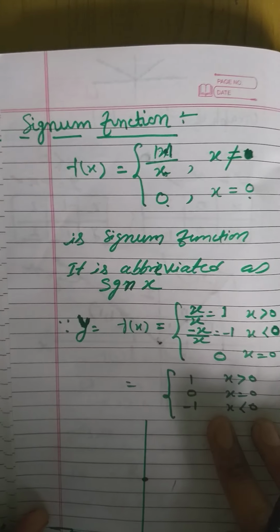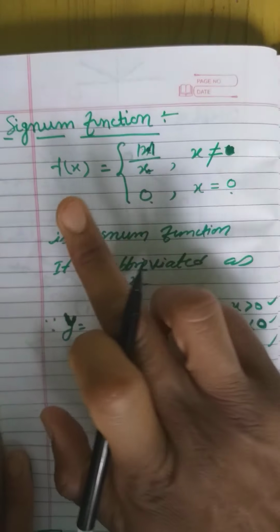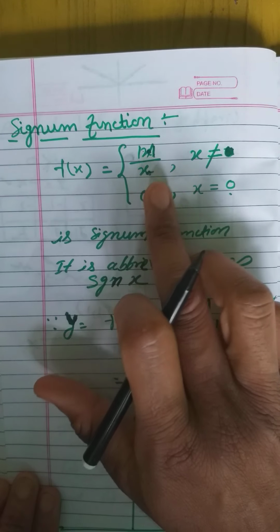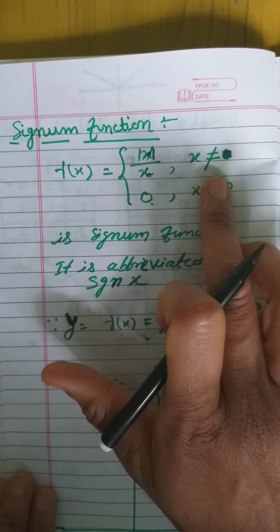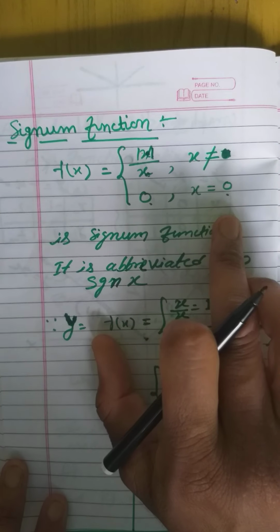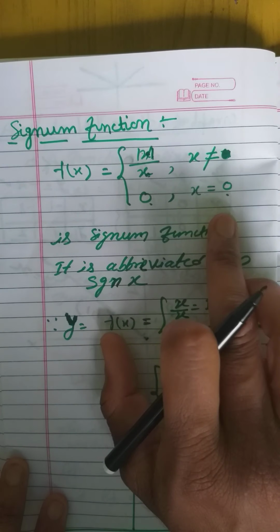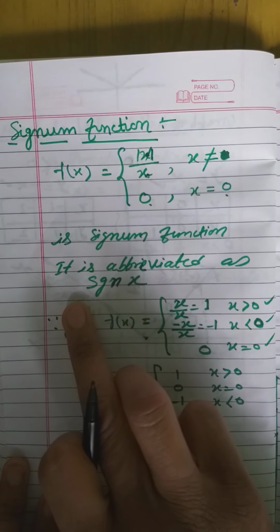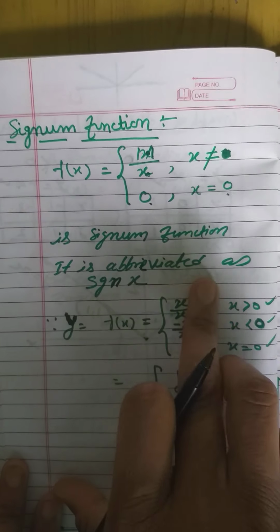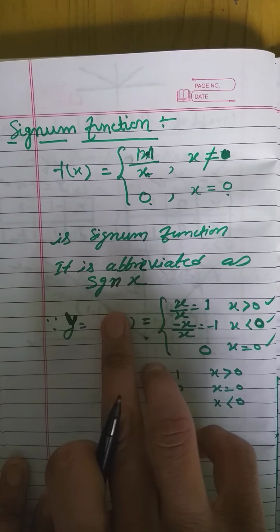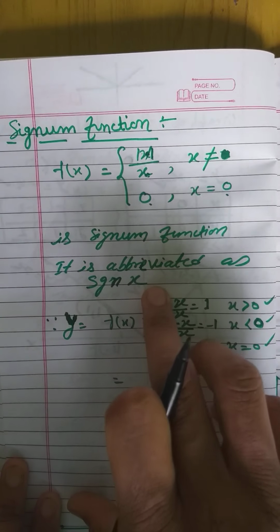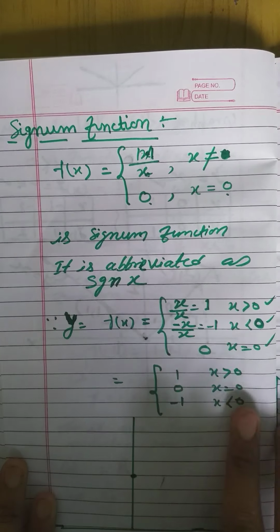Next one, the signum function. A function f(x) equals |x|/x if x is not equal to 0, and it will be 0 if x equals 0. It is called the signum function, and in short form you can abbreviate it as sgn(x), meaning the signum function of x.